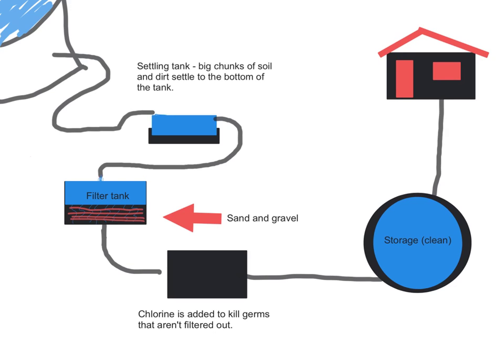So you need to know certain things. You need to know about the settling tank. You need to know about the filter tank. You need to know about the chlorine, about the water storage, and then it getting piped to your house. Because this is all going to be something I'm going to ask you to be able to produce.